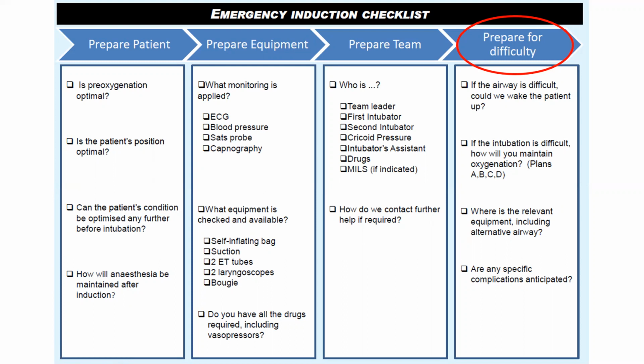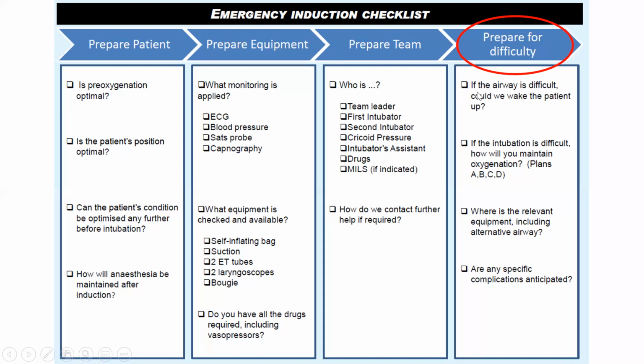And one of the questions that we often ask as we're preparing the team is, how do we contact further help? We have an urgent airway team within this institution, and on the last slide, there'll be their contact information if needed. And then fourthly, we want to prepare for difficulty. And I think this is the most important step. We are pretty good at preparing our patient. Our teams in the medical ICU generally know who's doing what, and our equipment is kind of pre-packaged. So preparing for difficulty is a little bit more of the cognitive step.